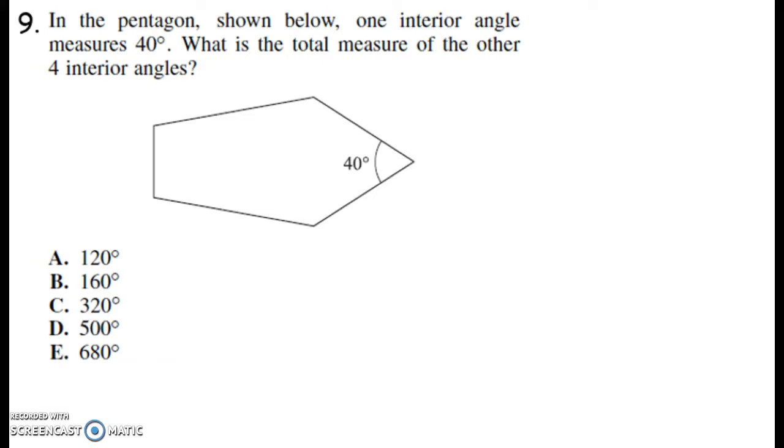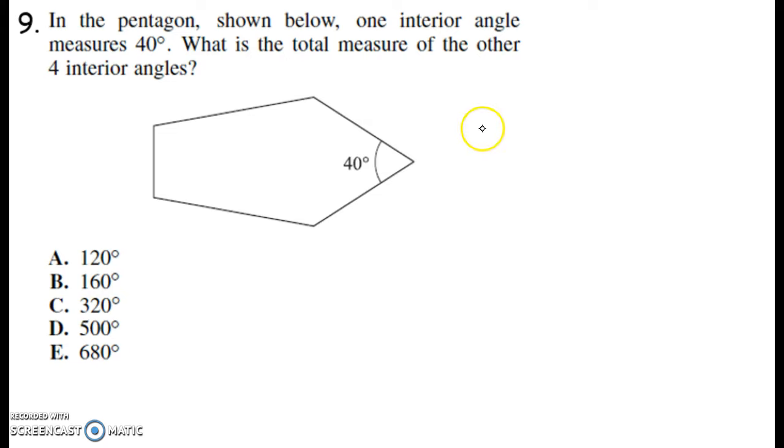So on the back side of this worksheet, the Polygon Benchmark Review Part 2, you have 8 ACT type multiple choice questions, just like you'll see on your test. So problem number 9 says, in the pentagon shown below, one interior angle measures 40 degrees. What is the total measure of the other 4 interior angles?